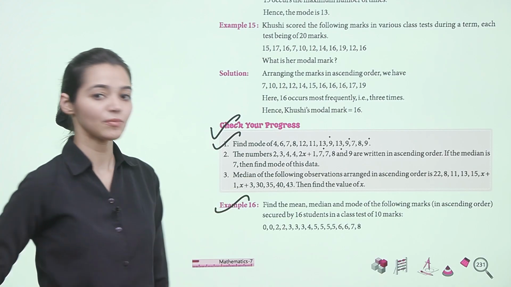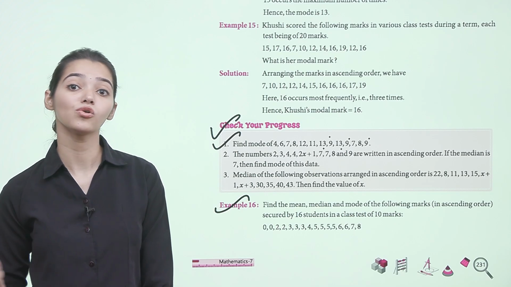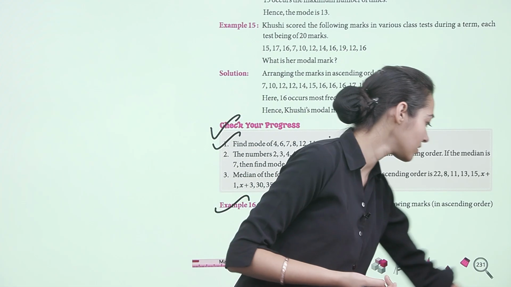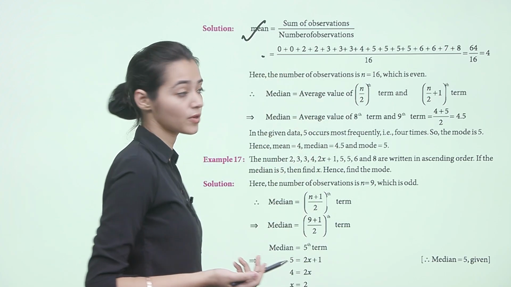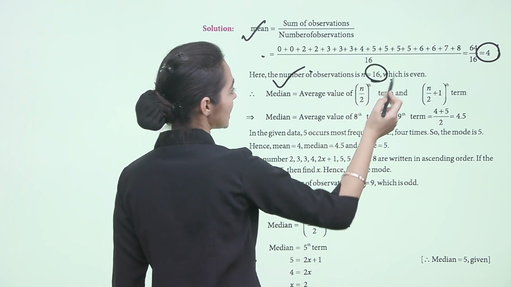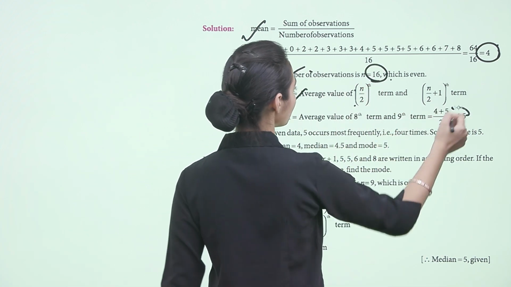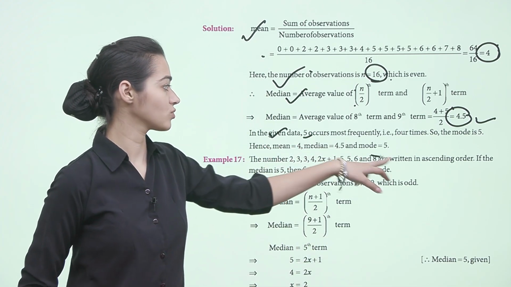In example number 16, we have to find the mean, median and mode of the marks secured by 60 students in a class test of 10 marks. So the mean is the sum of observations upon the number of observations, that is 4. The number of observations n is given, that means the average value of the (n by 2)th and (n by 2 plus 1)th observations, that means 4.5, and the data which appears the most times, that is 5, so our mode is 5.